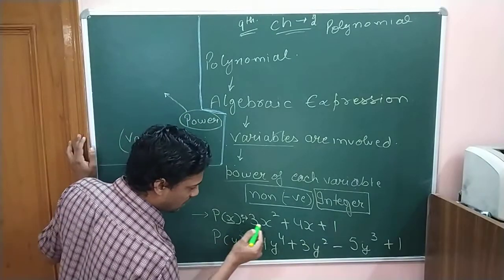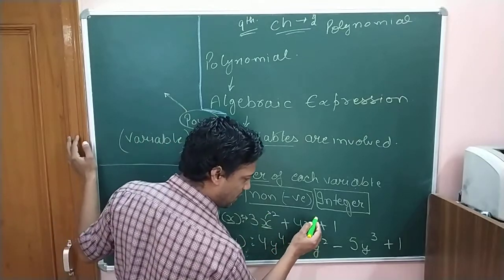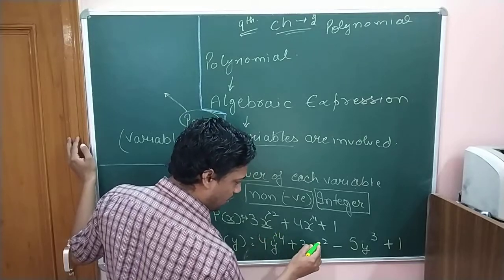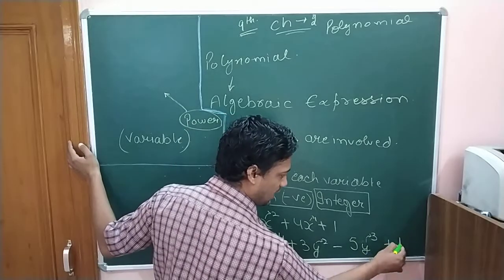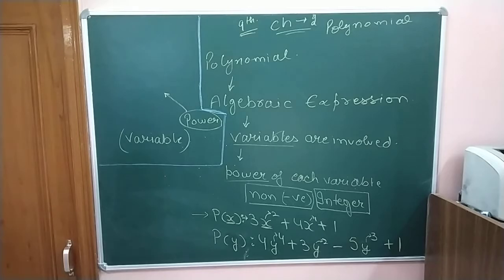Now, see the power of the variables. The power of x variable is 2. The power of x variable is 1. The power of y variable is 4. The power of y variable is 2. The power of y variable is 3. That's a constant. Clear?